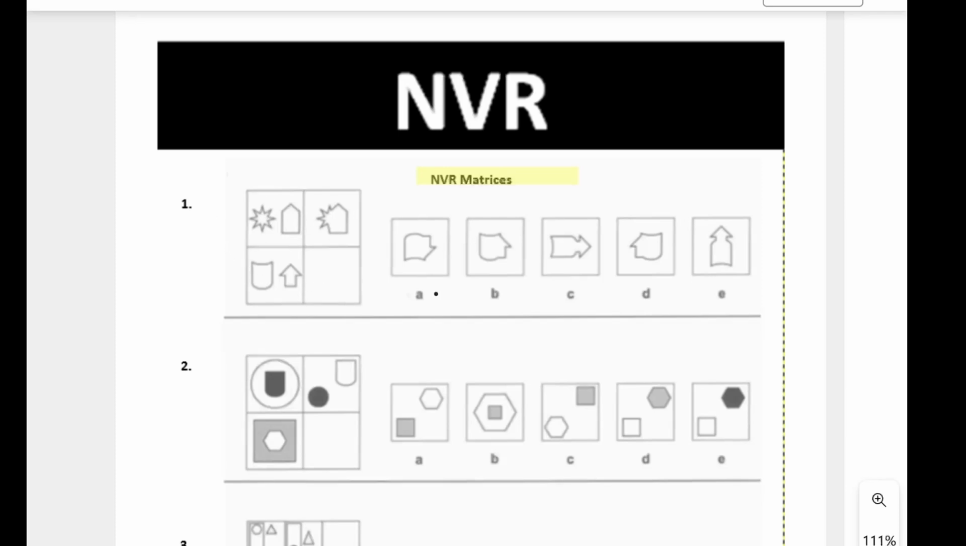Therefore, if this doesn't change, we can cross out A, we can cross out C, D, I guess this stays the same, so let's not cross that out straight away, and then E. However, if this shape is on the left-hand side, then it will also be on the left-hand side. If this arrow is on the right-hand side, then it should also be on the right-hand side. So we are left with B as our answer.